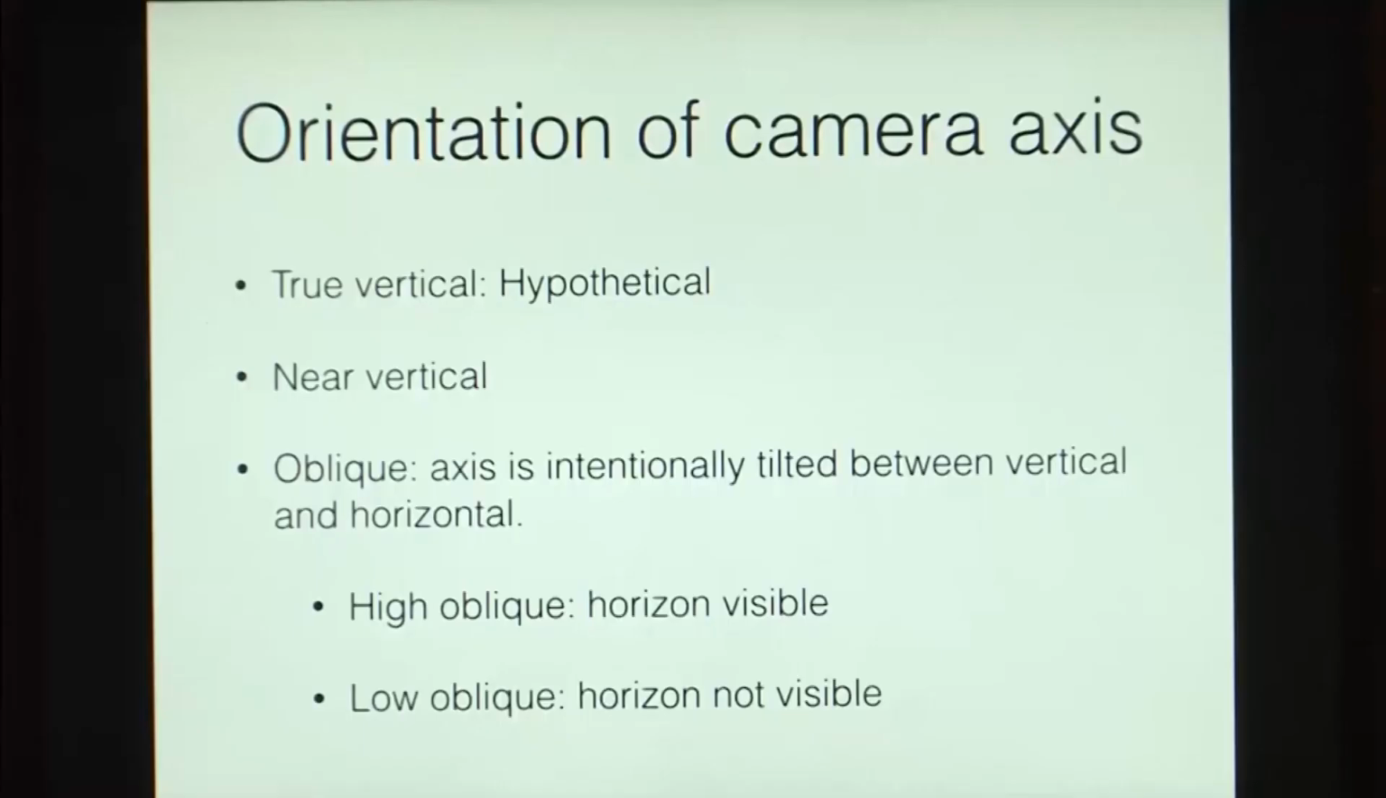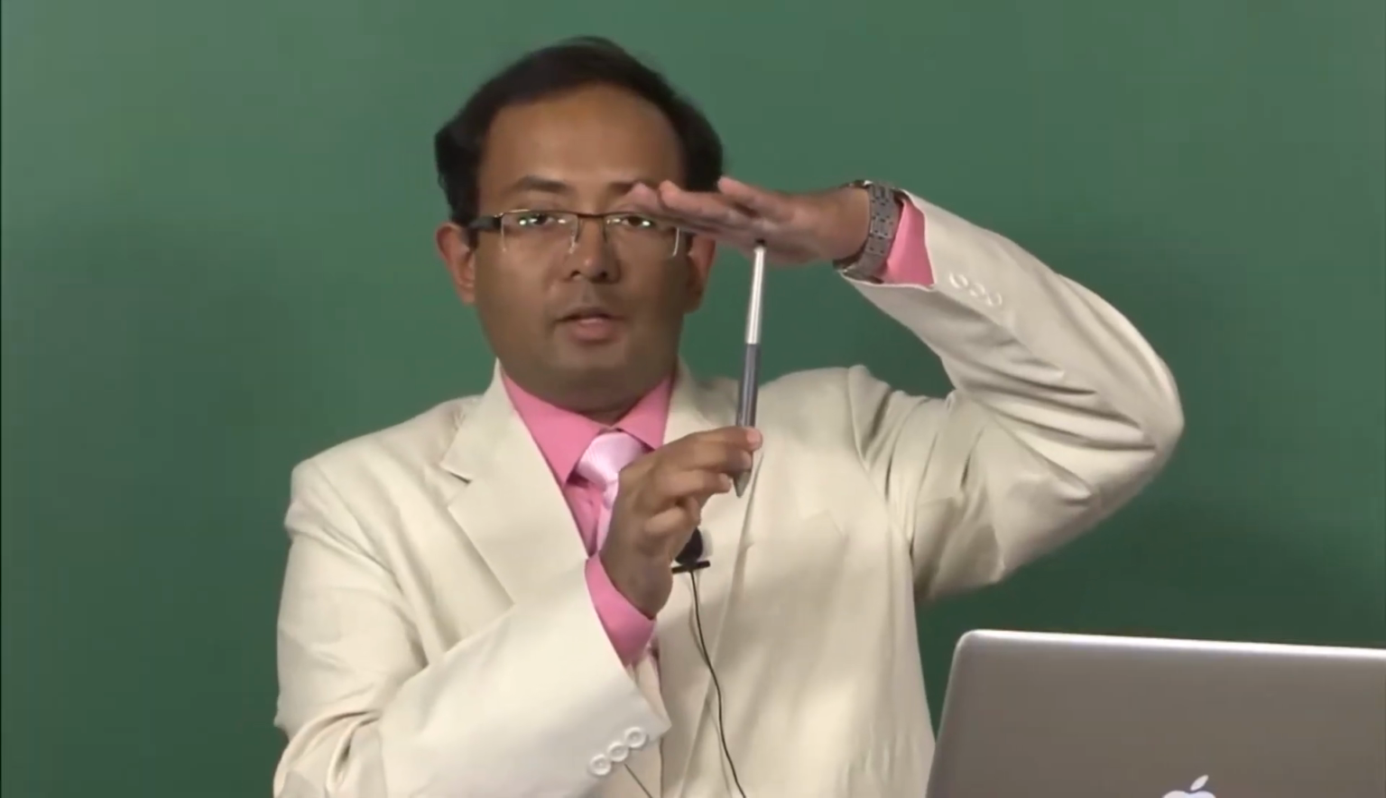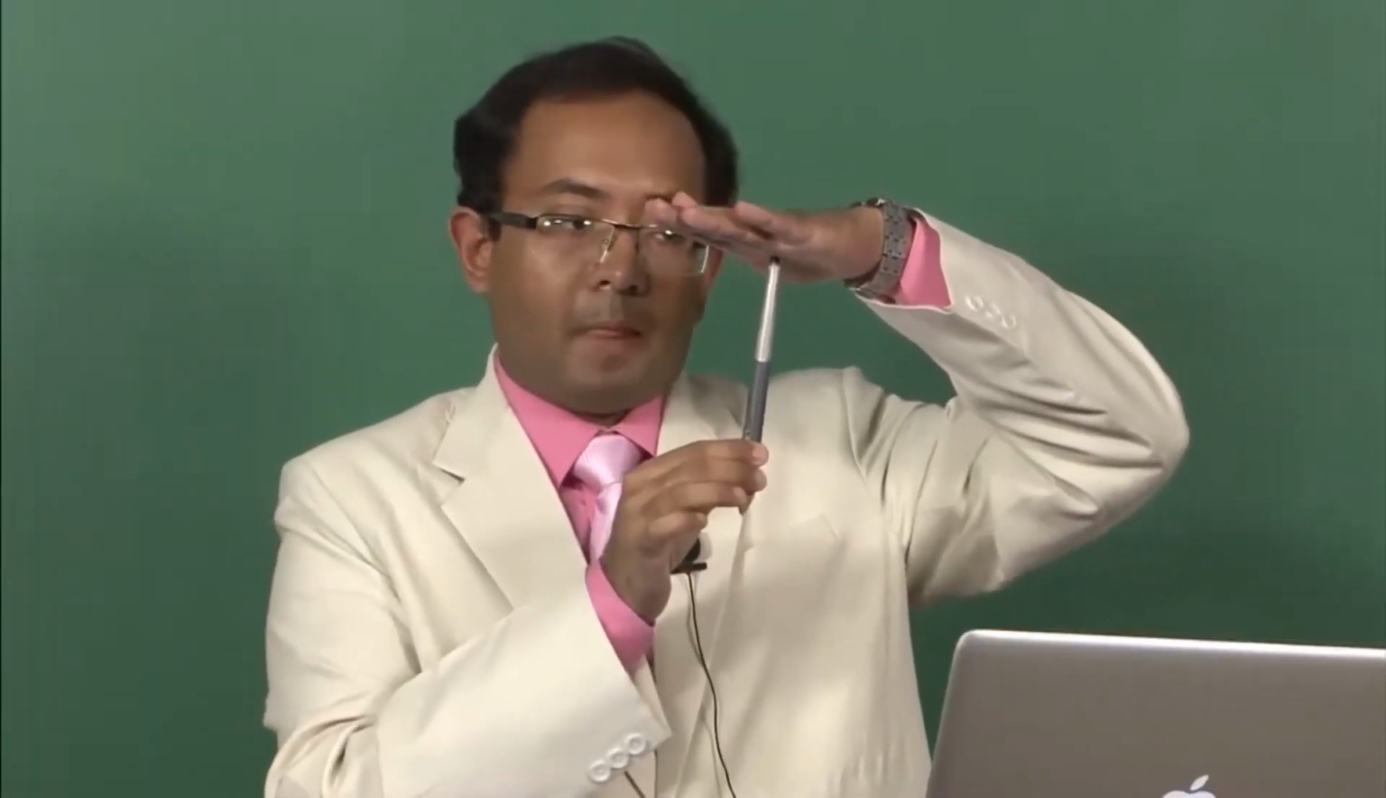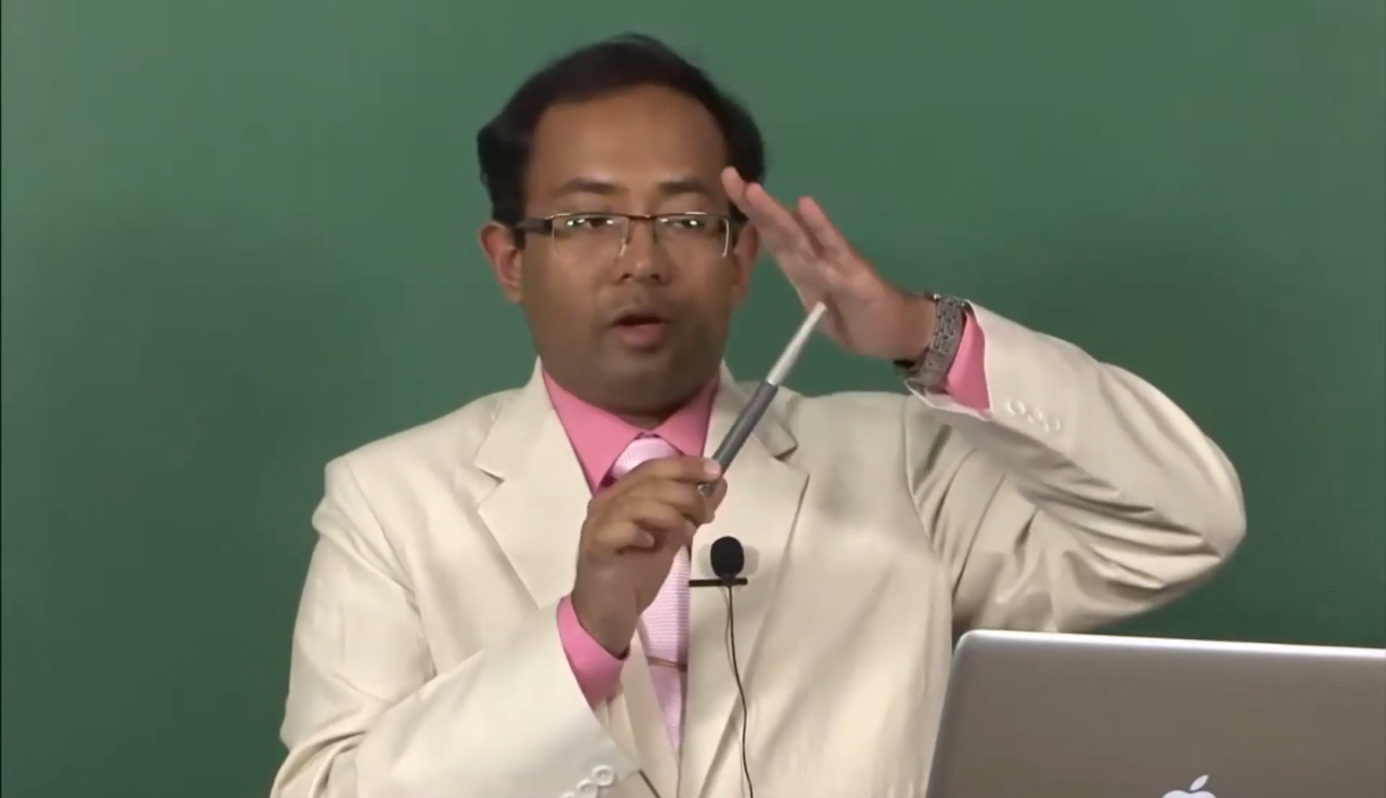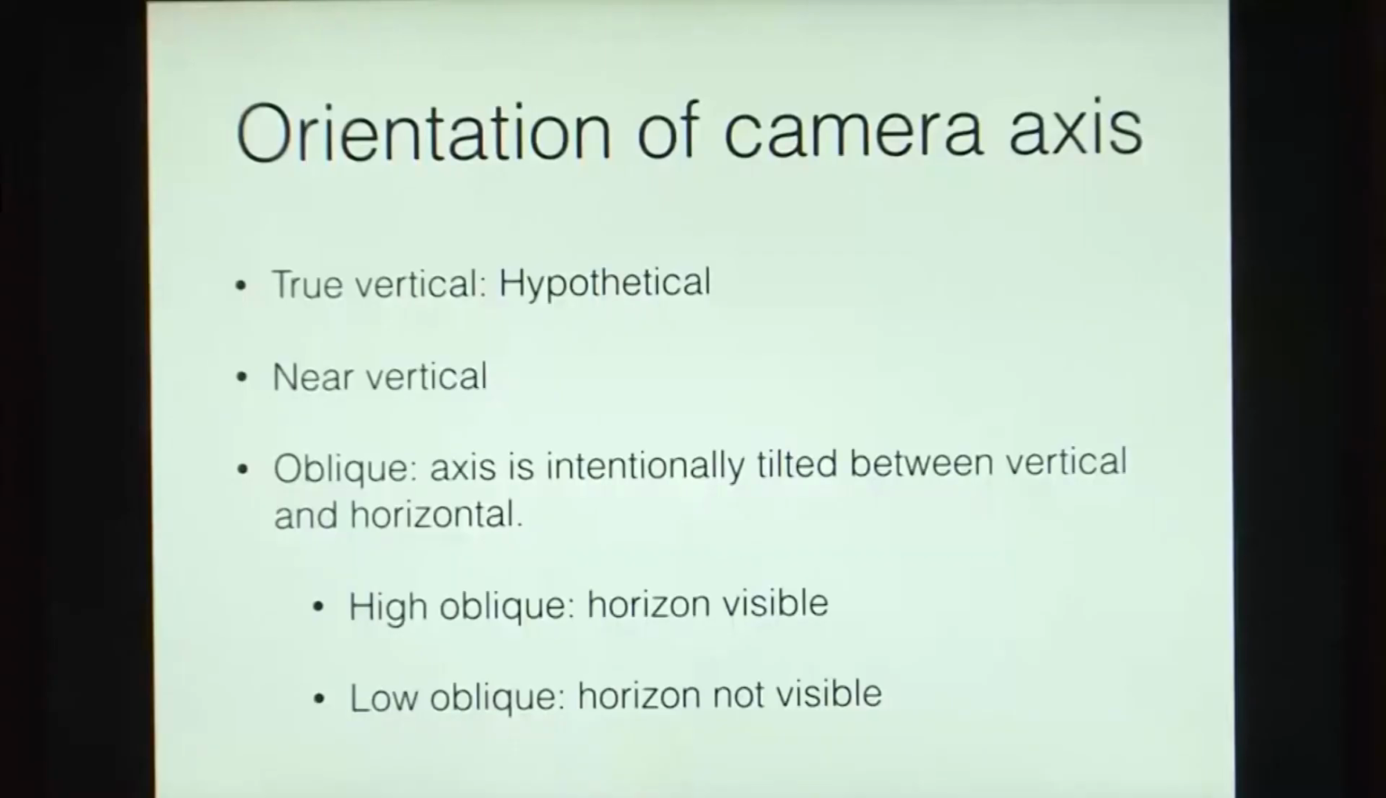You can also have a near vertical photograph. In the case of a near vertical photograph, this angle is close to 90 degrees, but not exactly 90 degrees. You could also have an oblique photograph. In the case of an oblique photograph, your camera is tilted. When it is tilted, it takes the view from the top, and this view is not exactly 90 degrees, it is tilted at an angle. This angle might be called a high oblique angle or a low oblique angle. In the case of a low oblique angle, you are not able to see the horizon, but in the case of a high oblique angle, at all times you can see the horizon.